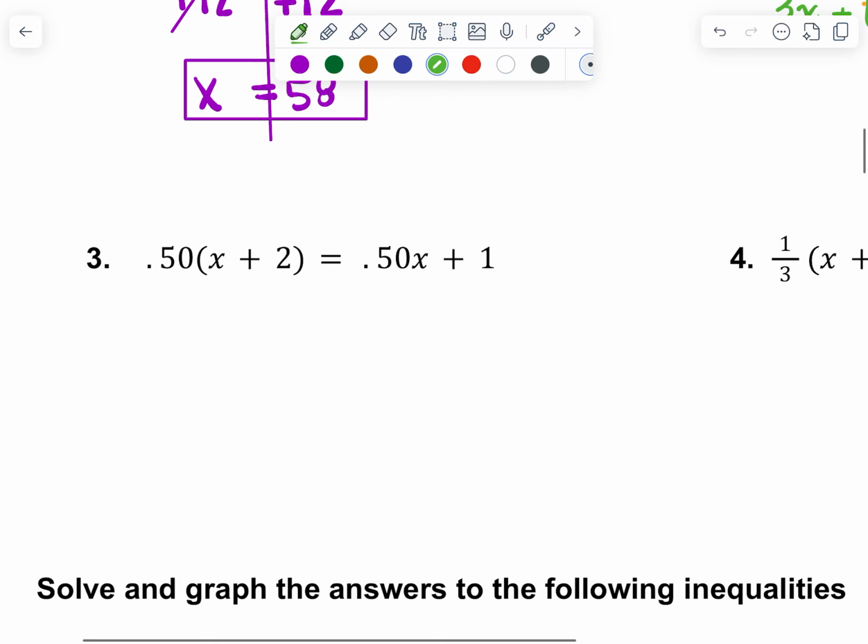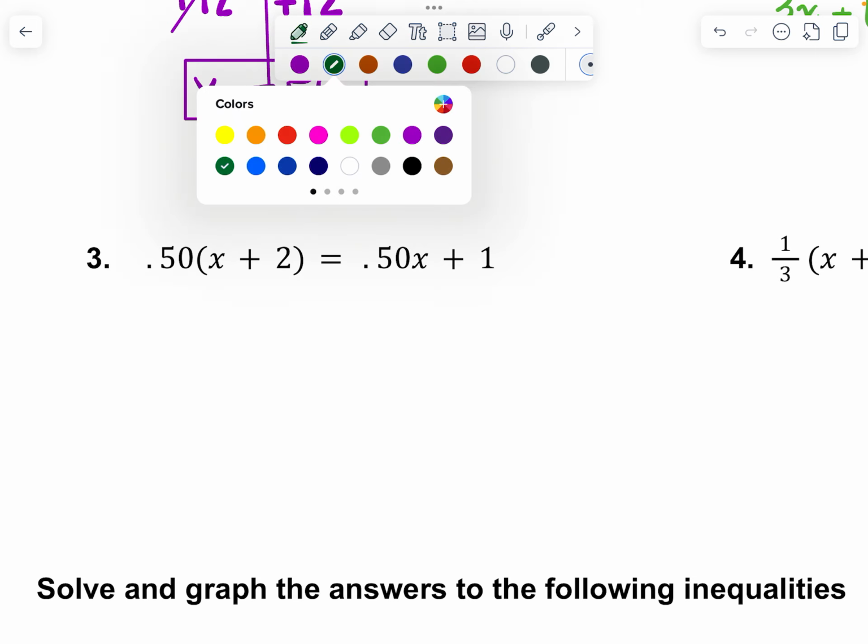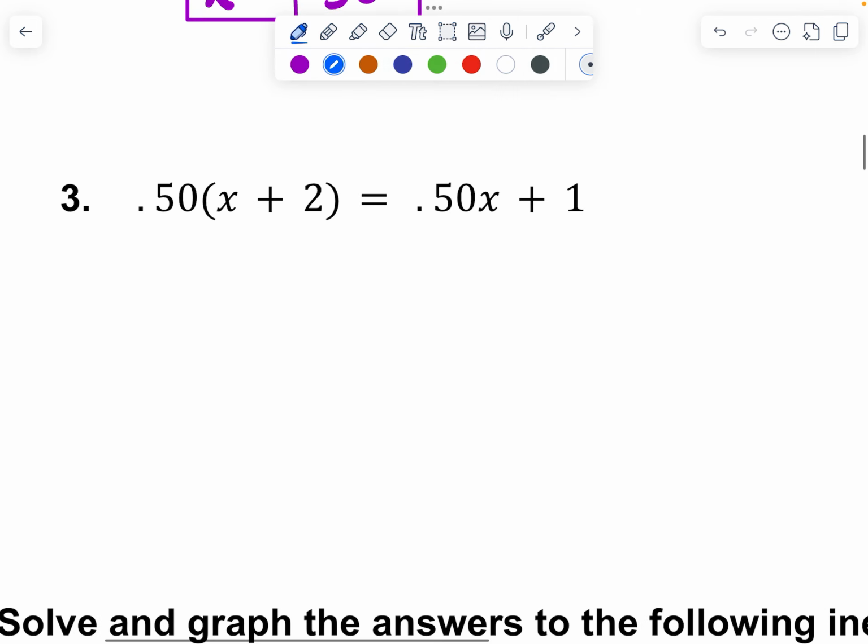All right, next up, let me change colors here. Go to a nice pretty blue. There we go. All right, so I notice I have parentheses and I have a multiplier in front of said parentheses. So I'm going to multiply. So 0.50, or just 0.5, which is the same thing as a half.